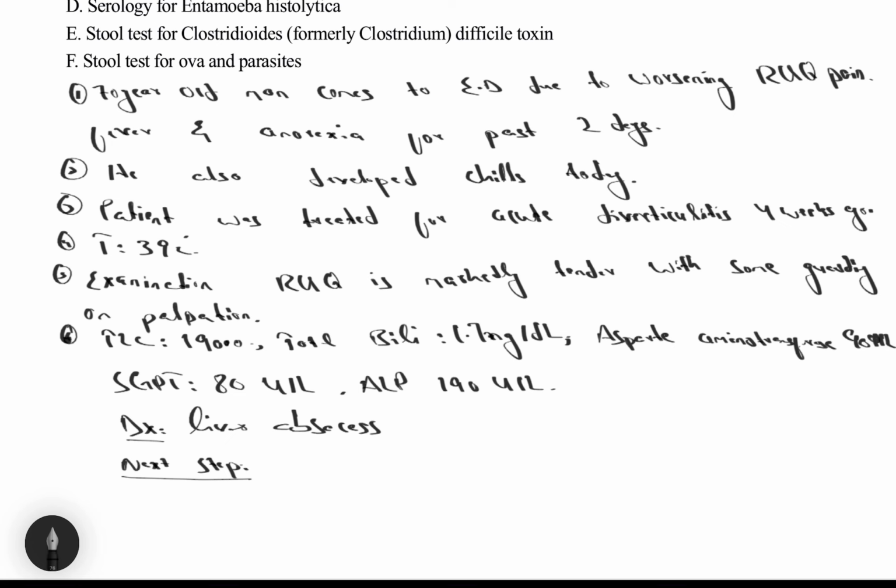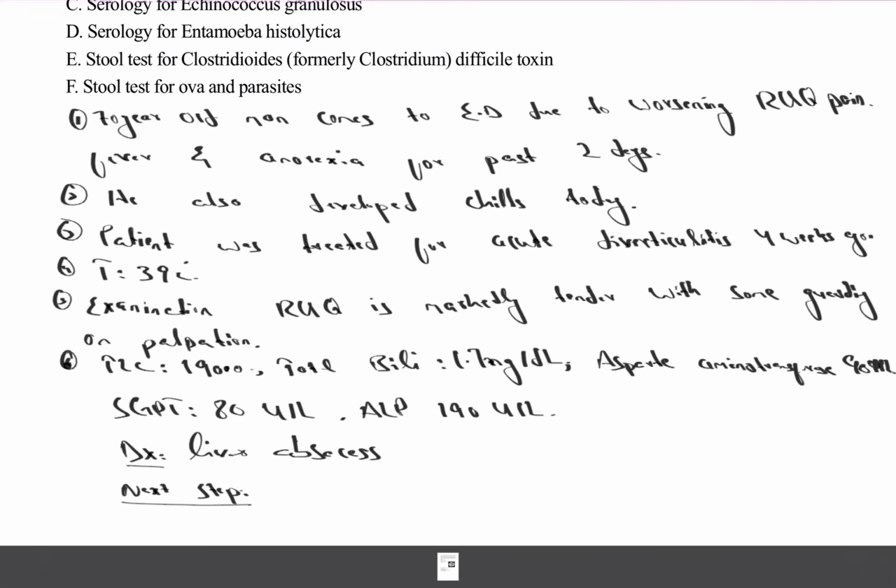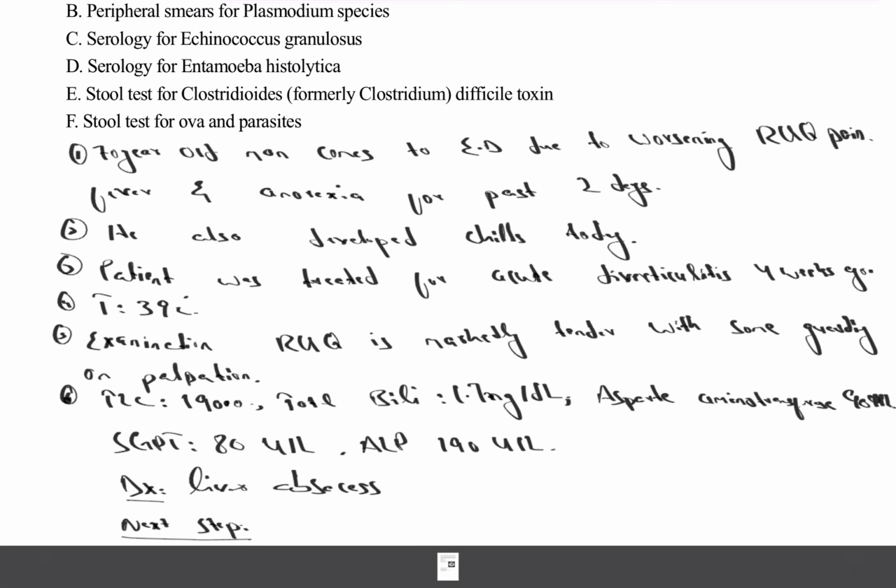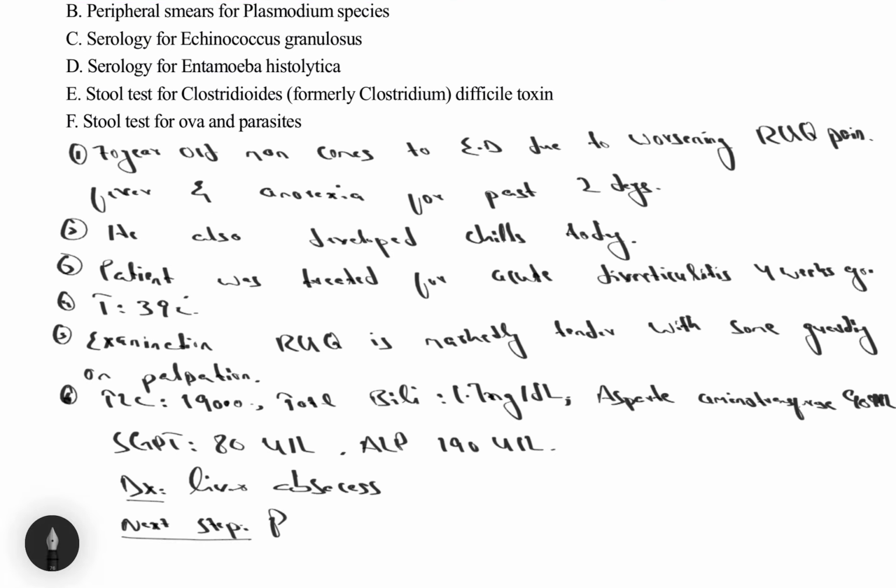And for the liver abscess, after the blood culture and antibiotic, the next step in diagnosis of this patient is percutaneous aspiration. So here the correct option is choice A, percutaneous aspiration.